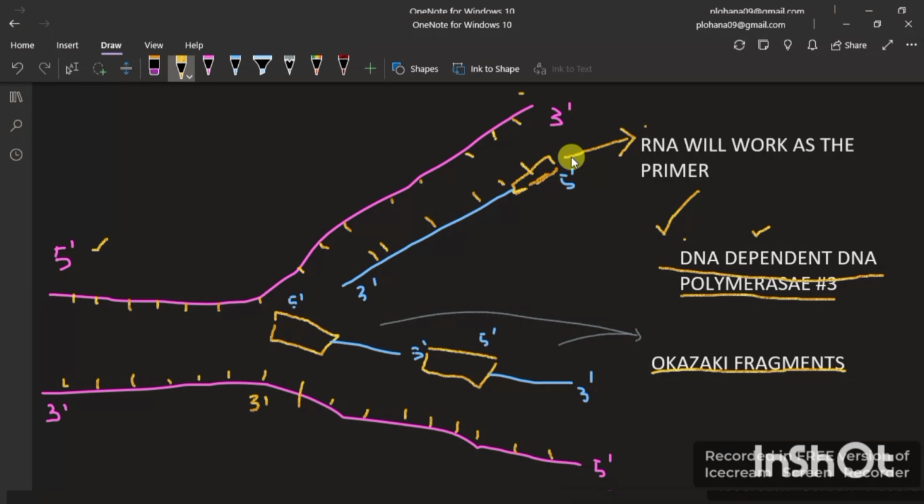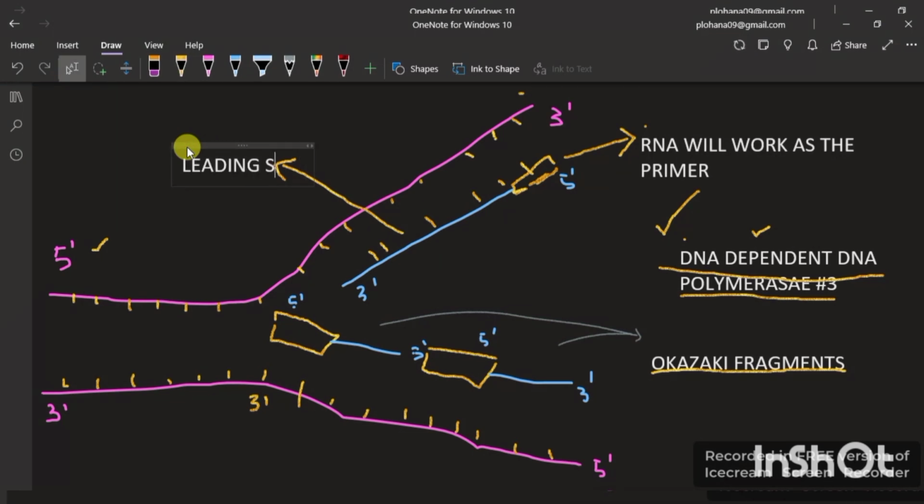Alright, now what will happen? As we know, this is the continuous strand. It is a continuous strand because here we don't have to put primers over and again so that it can be made; we have put a primer only once. So the upper strand is known as the leading strand.